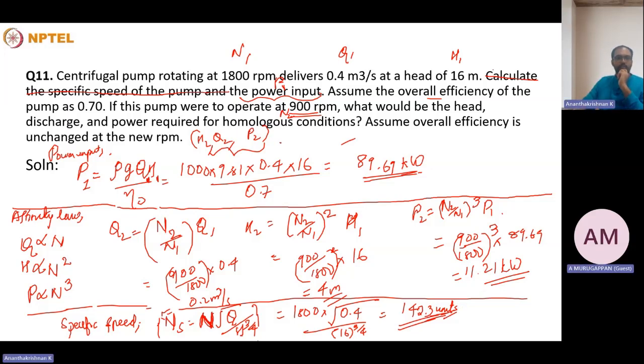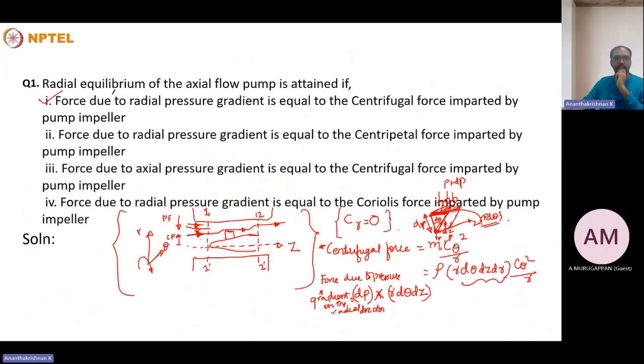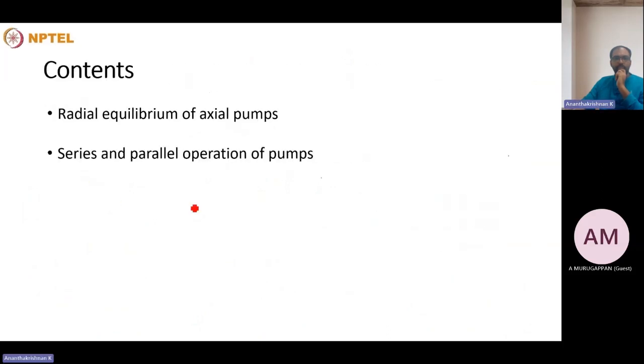That concludes the questions for this session. So we had basically discussed a few problems on the radial equilibrium of axial pumps, series and parallel operations of pumps, and solved a numerical problem based on the affinity laws.